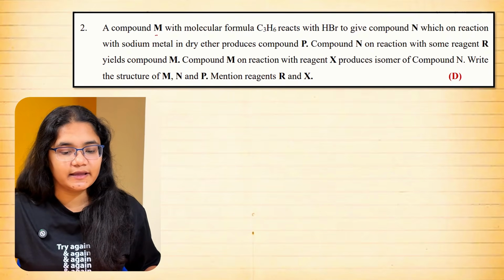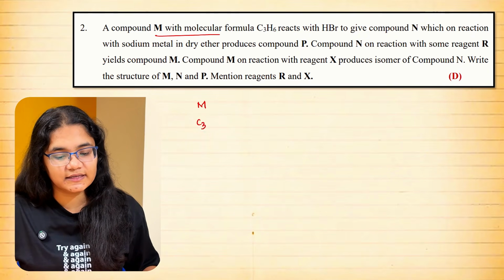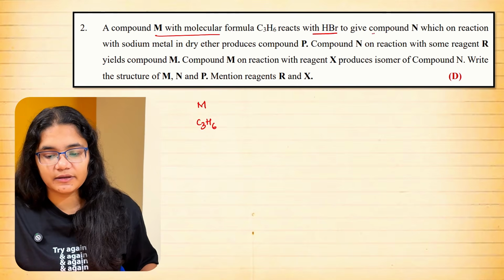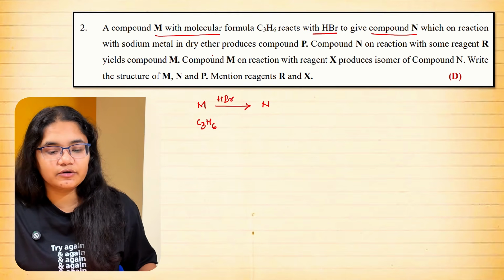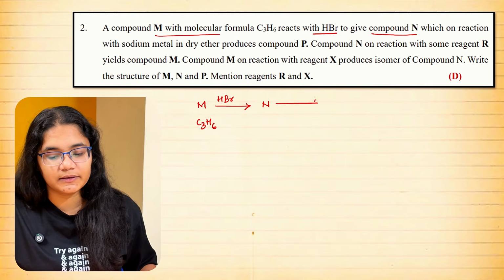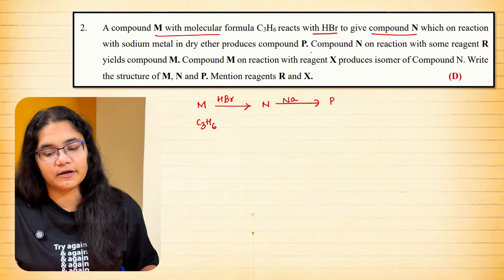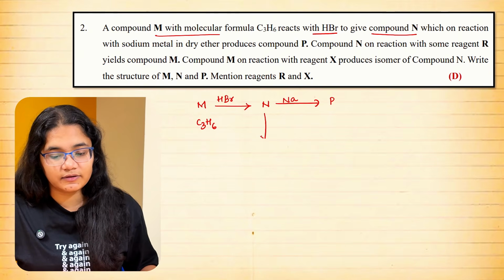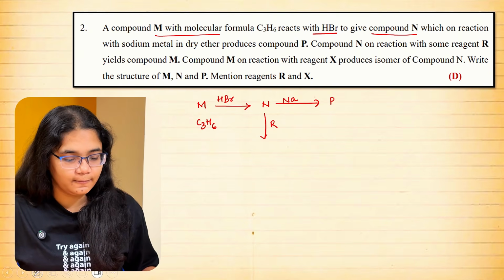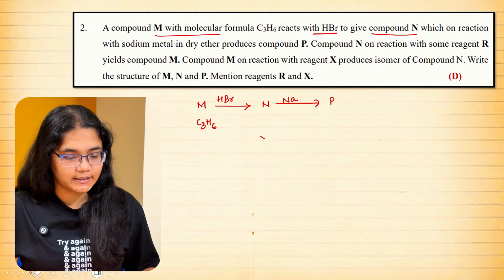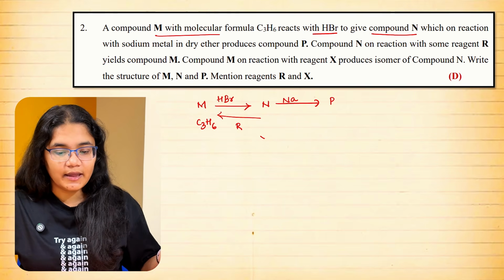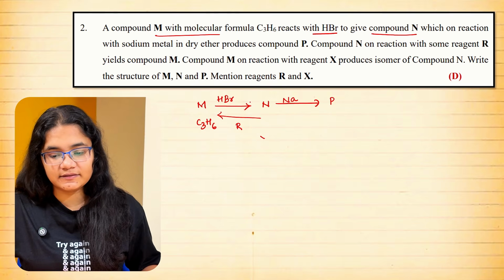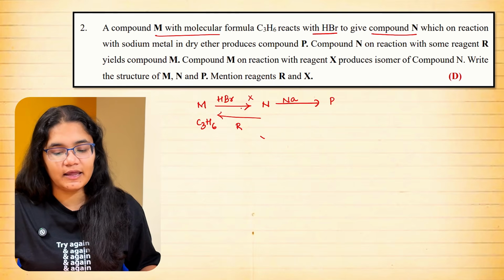Next, let's move to question number 2. A compound M is there with molecular formula C3H6. It reacts with HBr to give N, which on reaction with sodium metal in dry ether produces P. Now compound N on reaction with reagent R yields M, and compound M on reaction with X produces an isomer of compound N. Write the structures of M and P and reagents R and X.